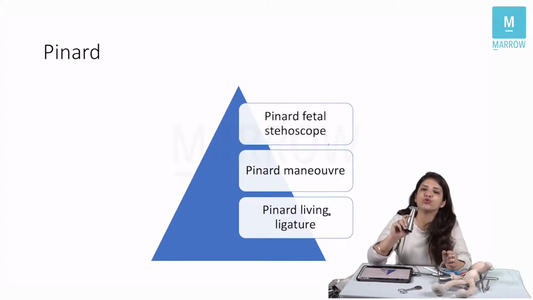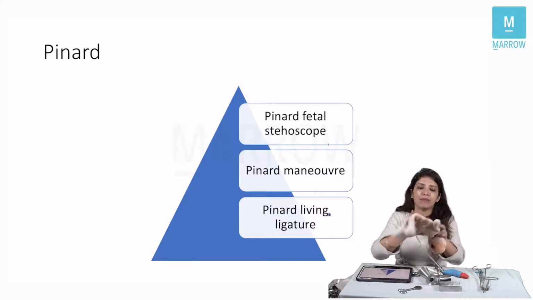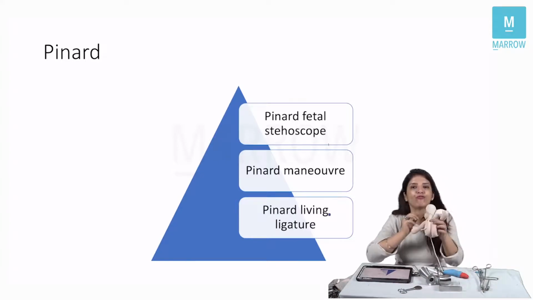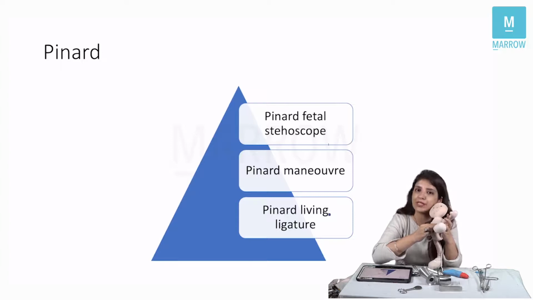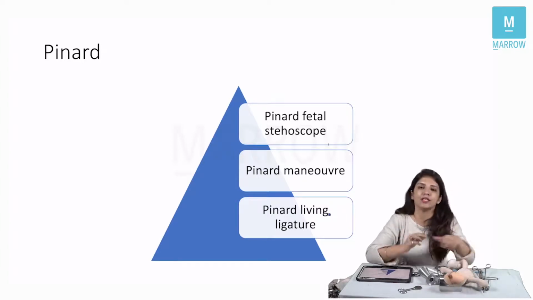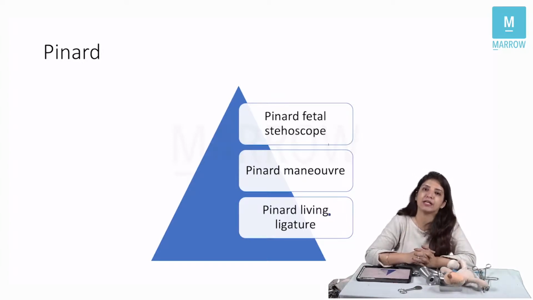Pinard maneuver was used to deliver the buttocks in breech, in case of frank breech, right? So in Pinard maneuver, in case of frank breech, if you want to deliver the legs or the buttocks, what you did was you took your fingers up till the popliteal fossa, then you gave a little bit of pressure, the leg of the fetus came down, you held it and you brought it down like this. Same thing you repeat on the other side. So P for Pinard maneuver, P for popliteal fossa. So second Pinard is the Pinard maneuver.